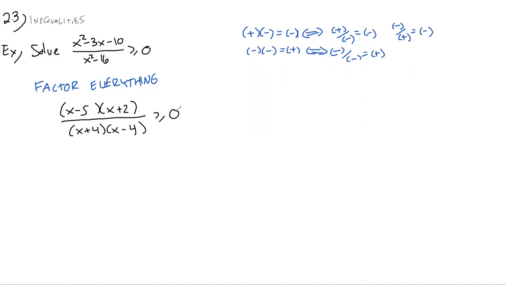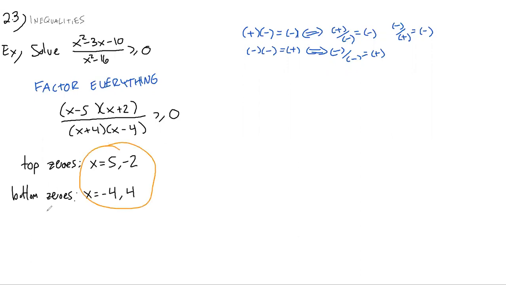And it's worthwhile to note right now what we've got. I don't want to call them all zeros because they're not. So what I've got is my top zeros, which are the actual zeros of the function, at 5 and -2. And my bottom zeros, again, the ones that just come from the bottom, are -4 and 4. So we're going to list all of these zeros in our table.